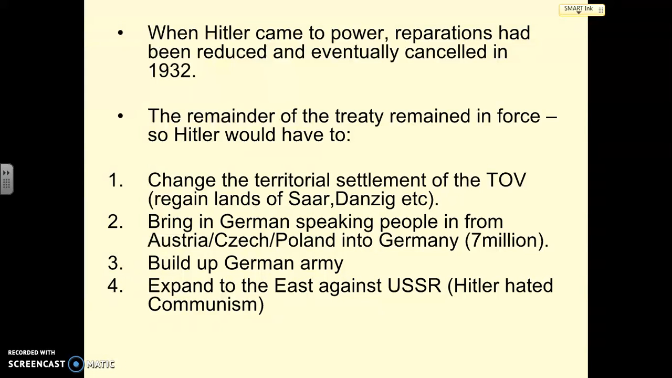Secondly, he has to convince German-speaking people from Austria, the Czech Republic, Poland, among others, to come back to Germany. That's about 7 million people total, which is a lot of people. So the second thing is he has to bring German-speaking peoples back in from those three areas, among others, back into what is known as the mother country of Germany. Thirdly, he has to find a way to build up the German army, which we'll talk about more in a little bit. And finally, he has to expand to the east against the Russians.